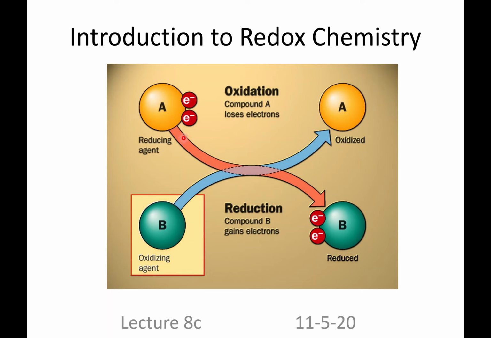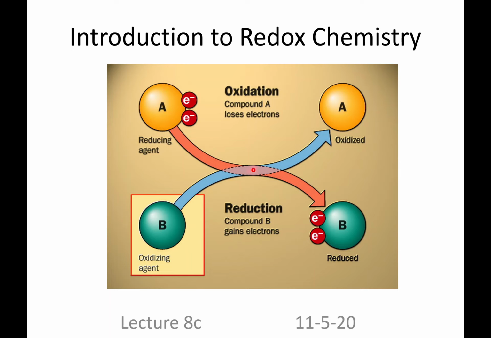Okay, and then we'll also talk about the terms reducing agent and oxidizing agent. The reducing agent gets oxidized, so there's another kind of oxymoron thing, right? Adding that word agent just kind of means the opposite, right? A reducing agent causes something else to get reduced, and it is being oxidized. An oxidizing agent gets reduced. An oxidizing agent causes something else to get oxidized. So in this case, B is getting reduced, so B is the oxidizing agent, and it's oxidizing A.